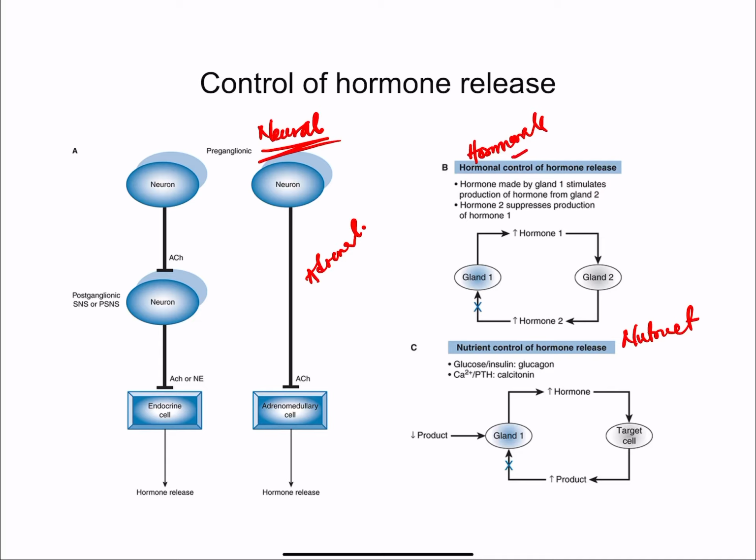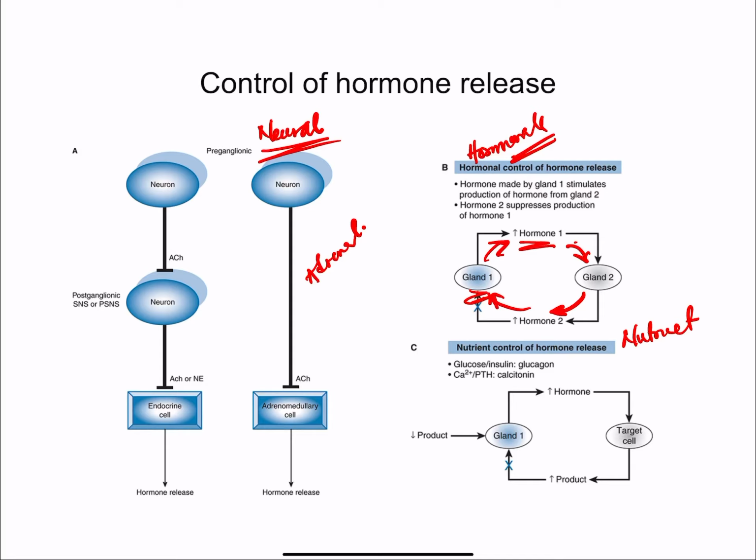Then we have the hormonal control of hormone release, and that's where one hormone made by one gland stimulates the production of another hormone made by another gland. So hormones stimulate hormones. So we have gland 1 produces hormone 1, which then targets gland 2, which produces hormone 2, which then targets gland 1. So this is called hormonal control of hormone release.